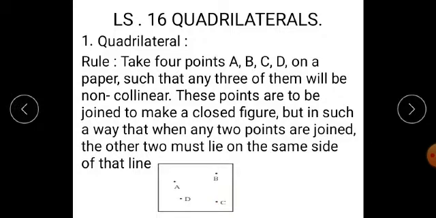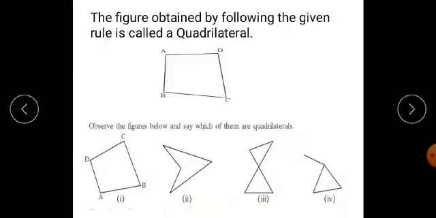Now, if you join 2 points A and D, then the rest of the points are on the same side. If you join DC, then A and B are on the same side. If you join BC, then A and D are on the same side. And if you join AB, then D and C are the 2 points which are on the same side of that line. Therefore, the figure obtained by following the given rule is called a quadrilateral.